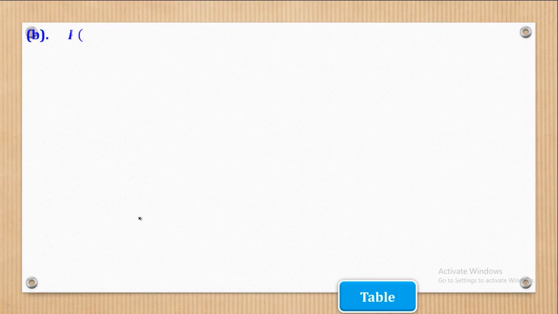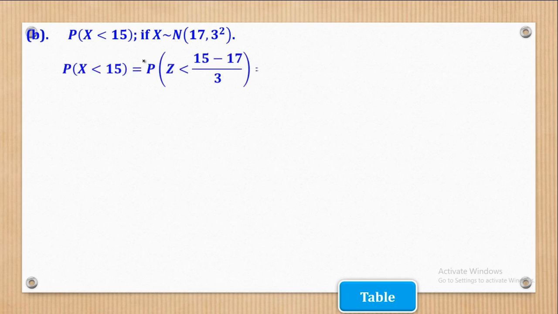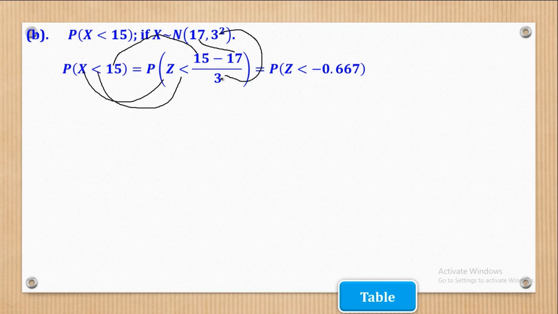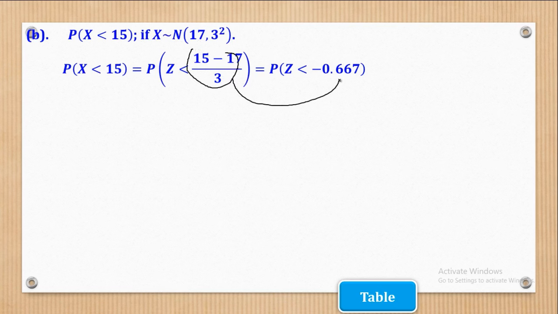So now we shall go to part B. Part B says find the probability of X less than 15 if X follows a normal distribution with mean 17 and variance 3 squared. So the first step is always standardizing. So this capital X becomes capital Z, and the inequality sign is maintained. Now this X value is what should be converted to a Z value. So 15 minus the mean over the standard deviation. When I use the calculator to simplify this and round off to 3 decimal places, I'll come up with negative 0.667.